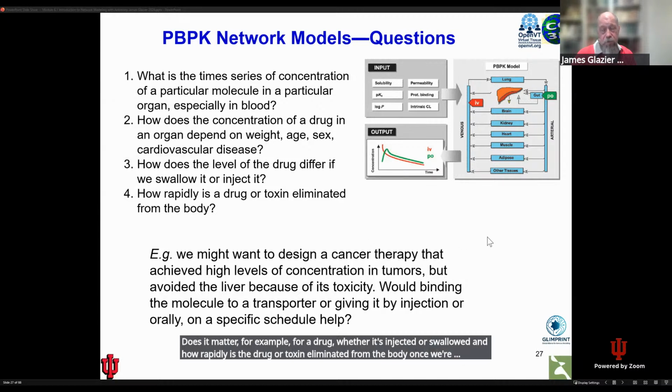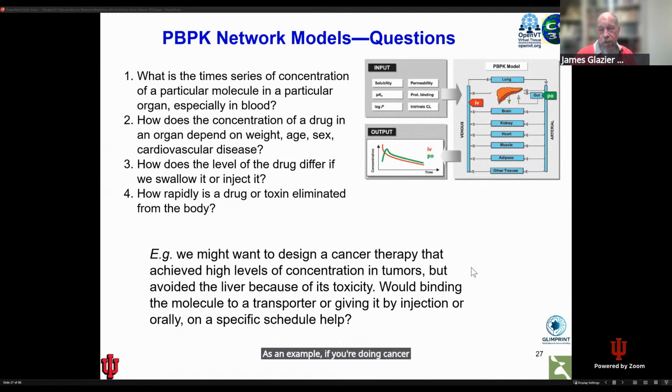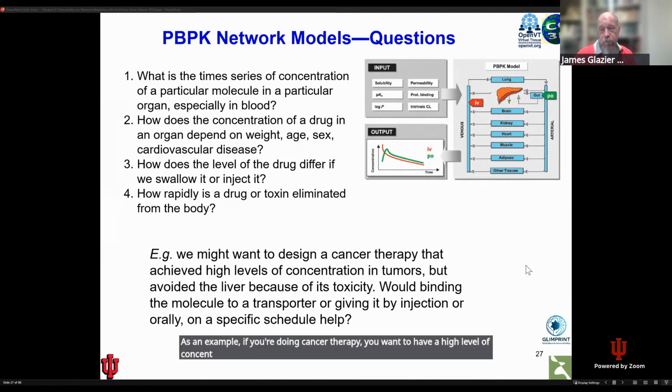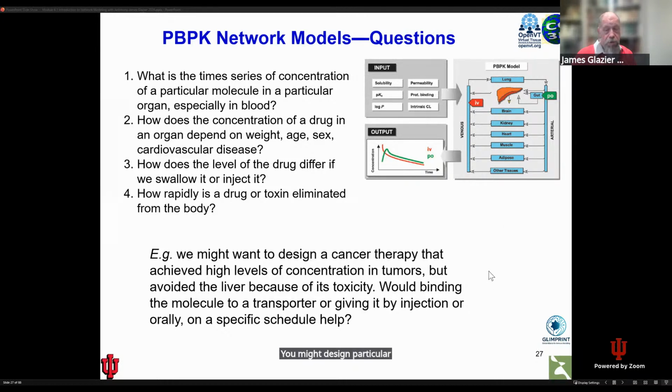As an example, if you're doing cancer therapy, you want to have a high level of concentration of the therapeutic in the tumor, but you don't want it to get into the liver because they're toxic. You might design particular transporter dosing strategies that optimize that.